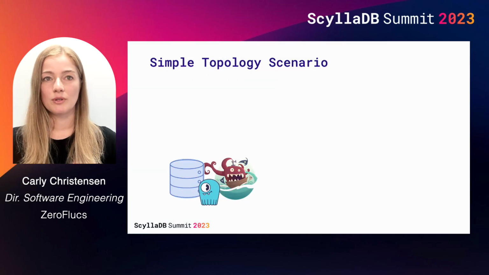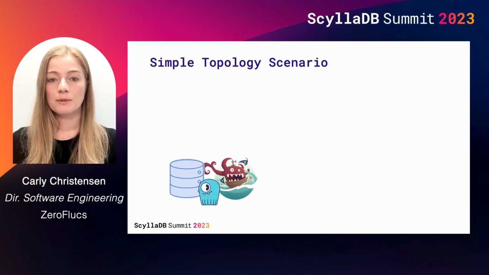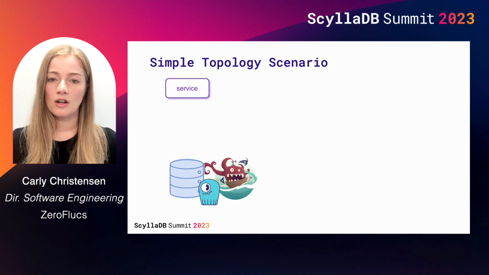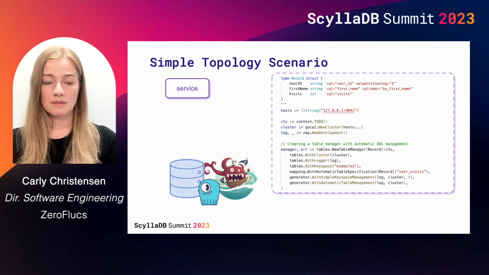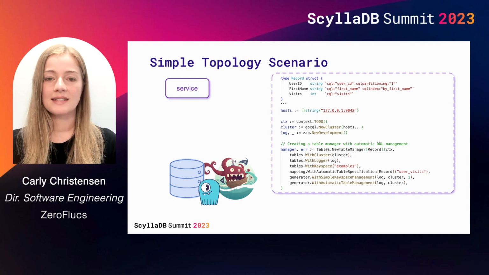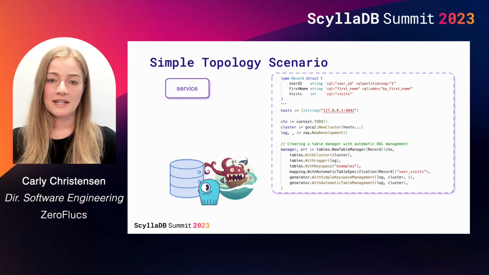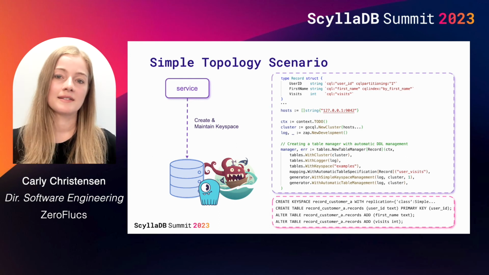So if we look at a simple topology scenario, our service has its tables defined in Golang structs that include data types, column names, and partitioning and indexes. Here's an example of a simple setup function that can be used to initialize and manage the key spaces for that service. Under the covers, that's actually being converted into DDL statements that are applied to the database.